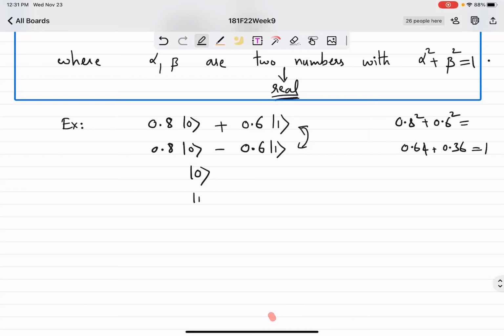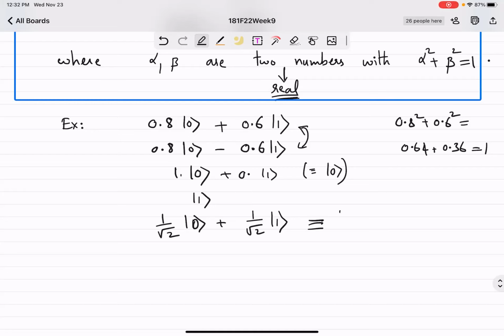And you can also have, it's really like 0 times 0 plus 1 times 1, but we kind of skip this 0. Oh, sorry, this is 1 times 0 plus 0 times 1. We just kind of shorten it and write it just as 0. Okay. And yeah, same thing here. You can also have something like... okay. This particular state is important enough that it gets its own name, which is plus.